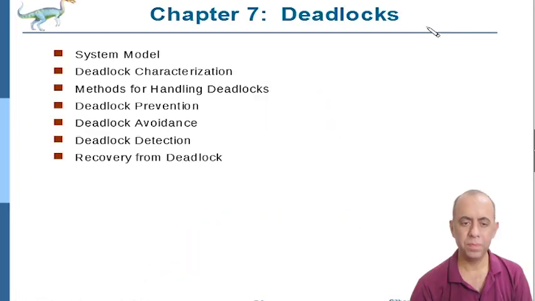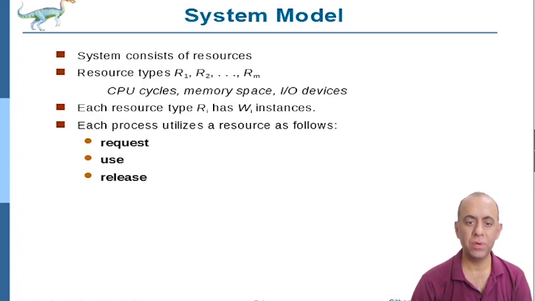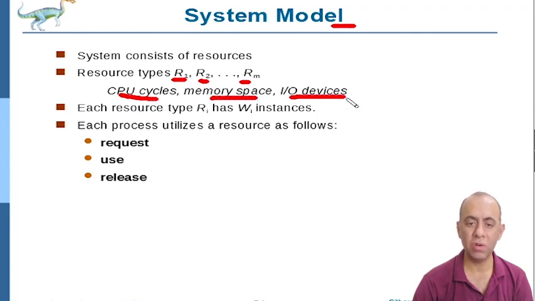Deadlocks arise in an operating system when we have a scenario with multiple processes and multiple resources. So we must know what the system model is if we are trying to understand the deadlock scenario. We have multiple processes and multiple resources like R1, R2 up to Rm, and these resources could be CPU cycles or memory space or IO devices.